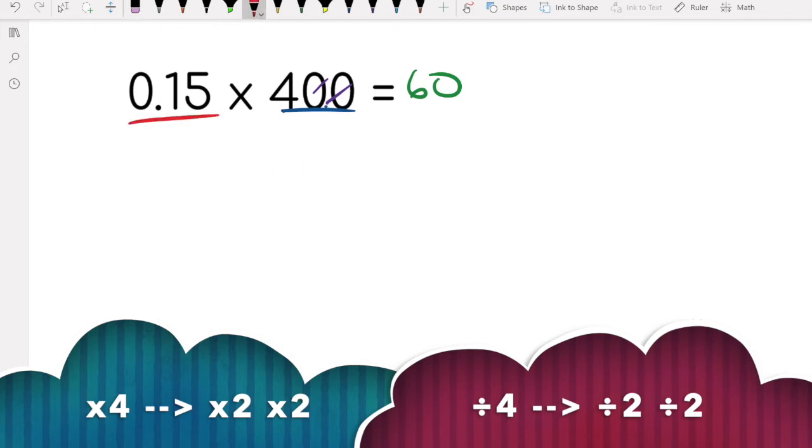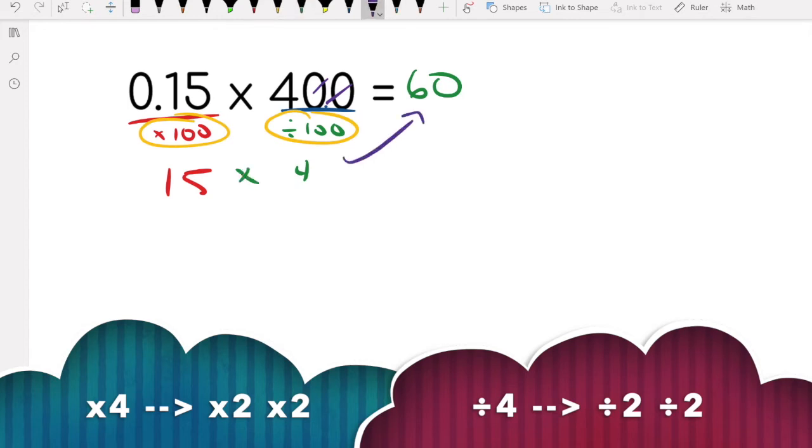If you really don't like to think about it that way, you always can take a look at here. To make 15, I had to times this by 100. That's how I got 15. And then to make this 4, I had to divide by 100 to make this 4. Because timesing by 100, then dividing by 100 essentially cancels itself out. It's like doing nothing. Then I know that just 15 times 4 is going to give me my final answer. I don't need to worry about the decimal. It is where it should be.